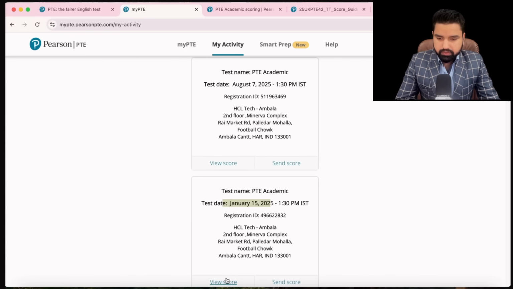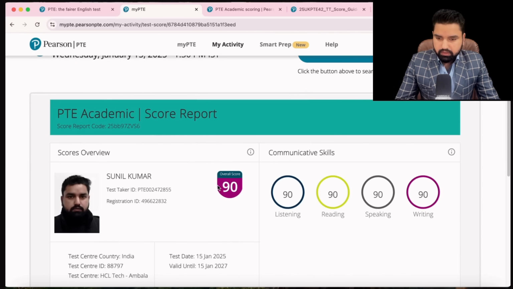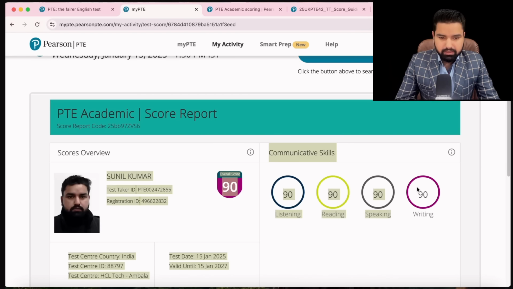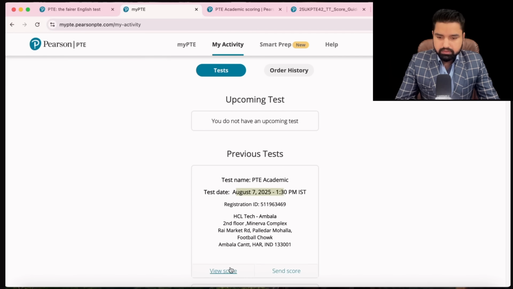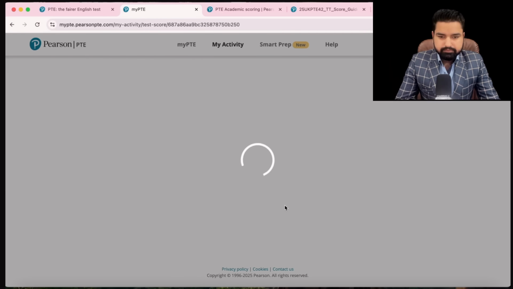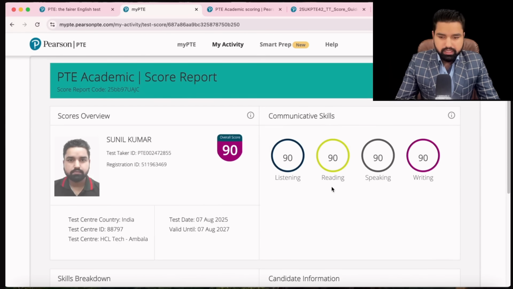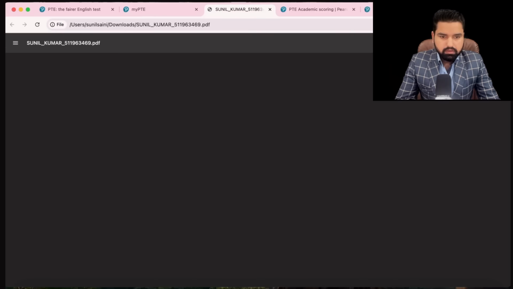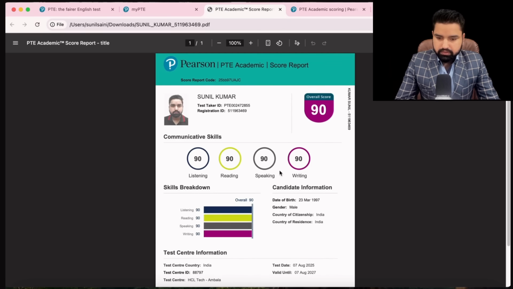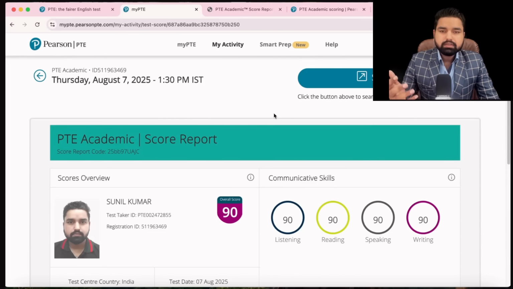Let me show you this one as well. So it was at the beginning of this year. Here as well you can see the score is 90 each. And this one, 7th of August. Again, it's 90 each. Let me show you the PDF as well. Yeah, so here's the PDF of it. Right. So now let's talk about the changes that have happened.